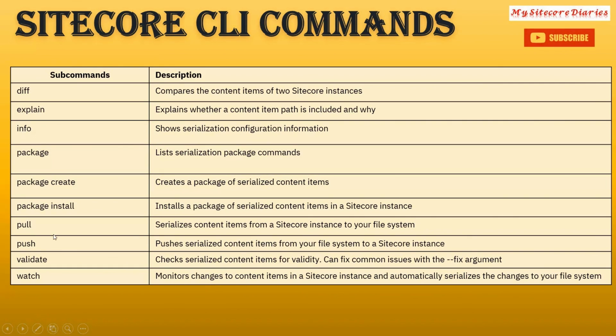Then pull serializes content items from the Sitecore instance to your file system. Push pushes the serialized content items from your file system to the Sitecore instance. Validate checks serialized content items for validity, and if you want to fix anything, then you can pass the fix argument. Watch monitors changes to content items in a Sitecore instance and automatically serializes the changes to your file system.